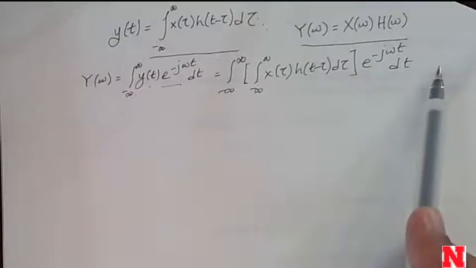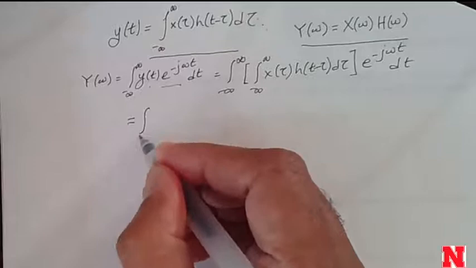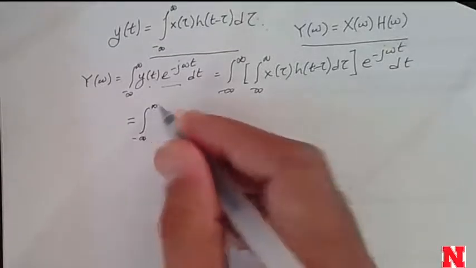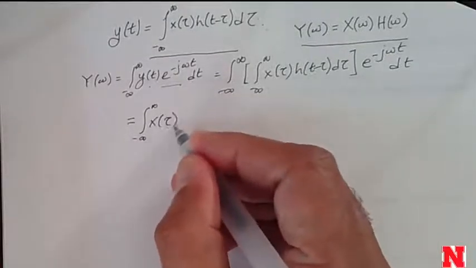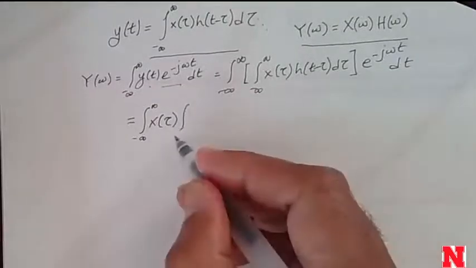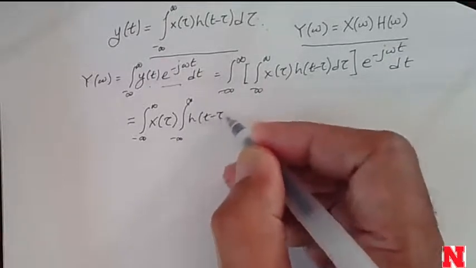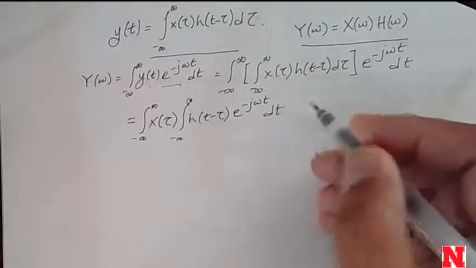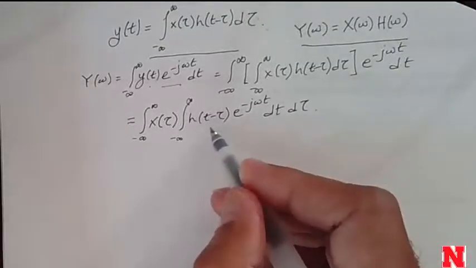So I'll take d tau out and dt in. You can pretty much do that most of the time with many of the functions that we see. There are times when you can't, but they're so unusual that we won't worry about it. So we take tau outside, and inside we're left with h of t minus tau, a function of t, e to the minus j omega t dt, and then we have d tau on the outside. Now we're going to do a variable substitution.